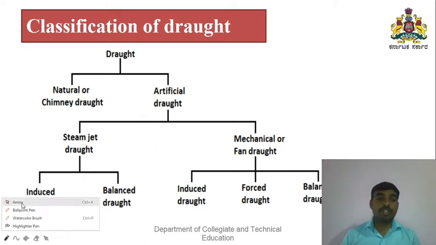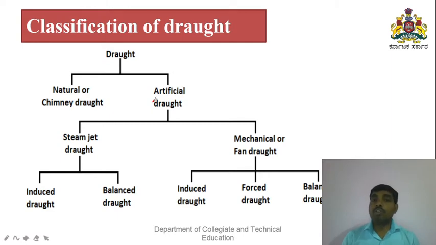So this is the classification of draughts. Draughts are generally classified in two ways: natural or chimney draught, and second, artificial draught. The natural draught occurs naturally. No extra devices are used; it occurs due to the pressure difference in the chimney. Then there is artificial draught, which you can also call mechanical draught. Here an external agency is used, which is called artificial draught.